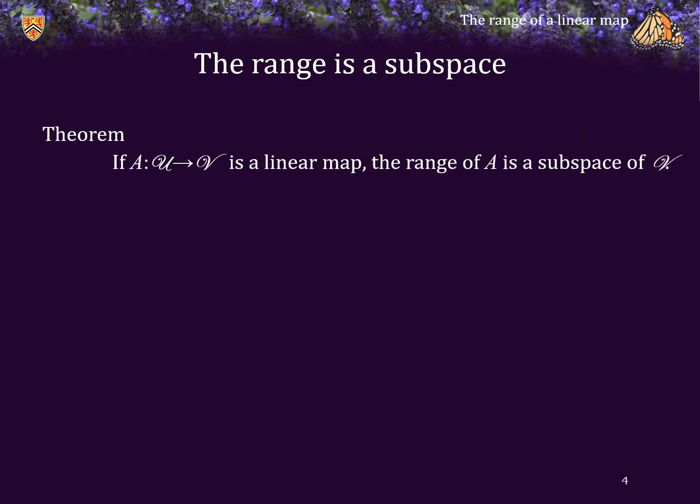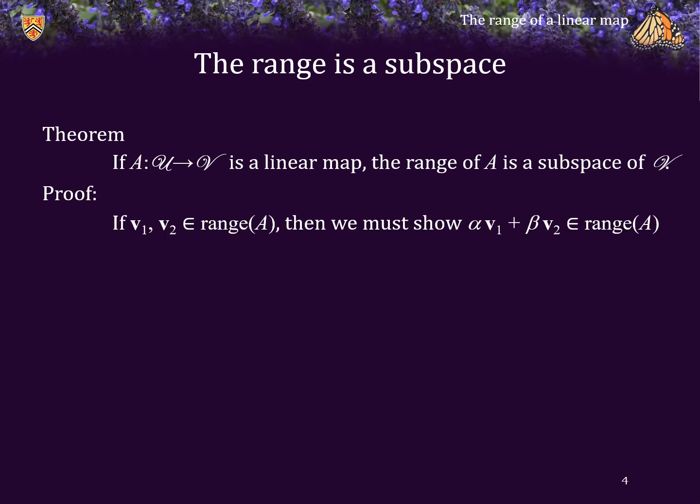Now, here is a theorem that should sound somewhat familiar. If A, mapping a vector space from U to V, is a linear map, then the range of A is a subspace of the codomain V. Proof. What we have to show is that if v1 and v2 are vectors in the range of A, then a linear combination of these two vectors is also in the range of A.